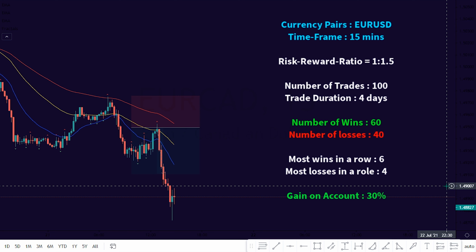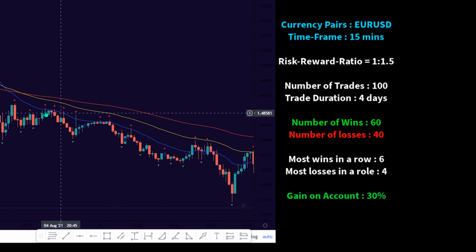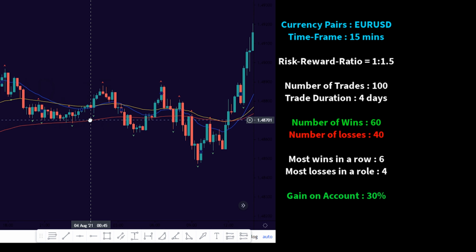Like I said, backtest this trading strategy based on this setup concept in order to fine-tune your trading system.